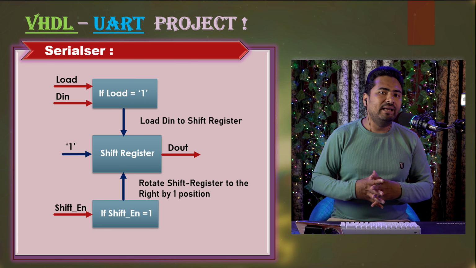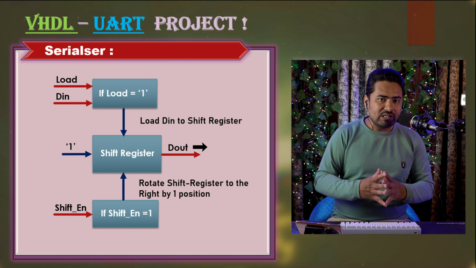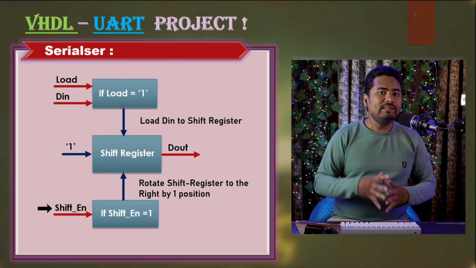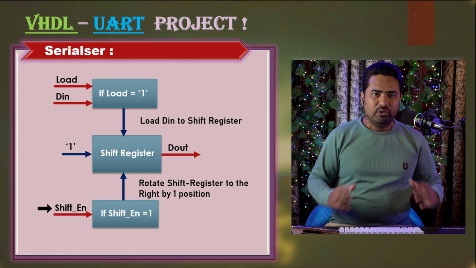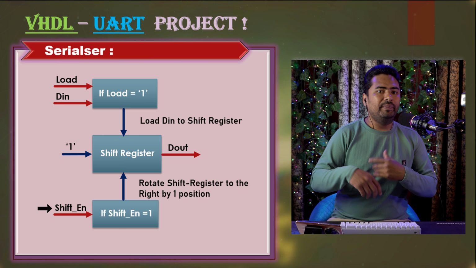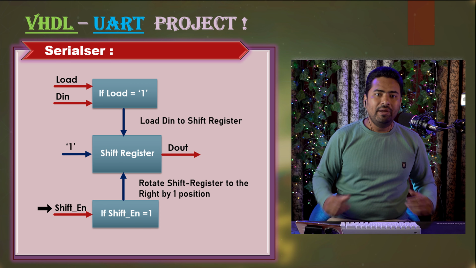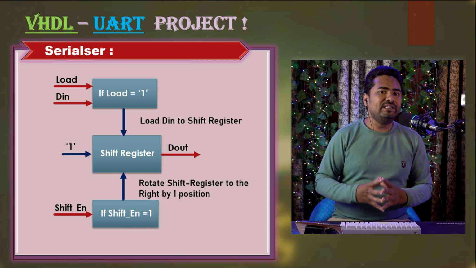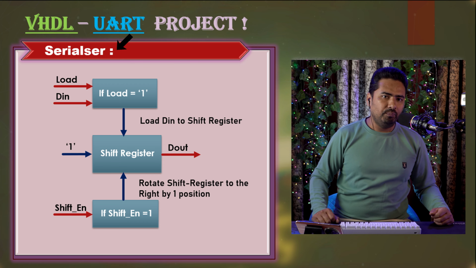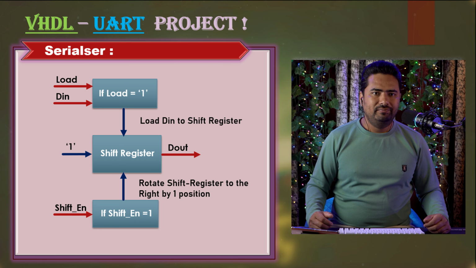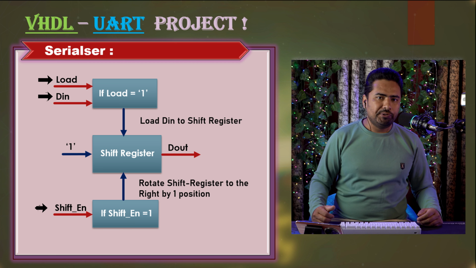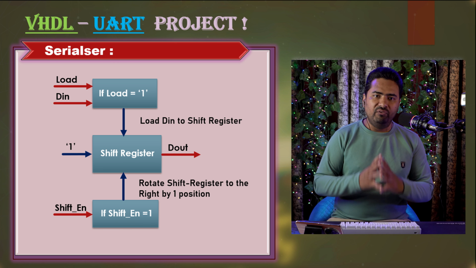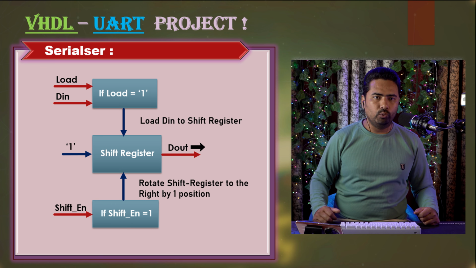Now we need to understand that our data bits will transmit and our shifting operation will trigger when we give a pulse at this shift enable pin. So this shift enable pin will be driven by the baud clock generator, which we developed in our last session. So this is the whole process behind this serializer module. Let me quickly brief it. We have these three inputs: load, DIN, and shift enable. And we have one output, DOut.